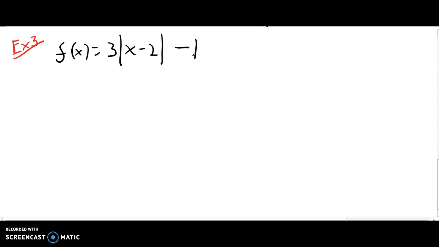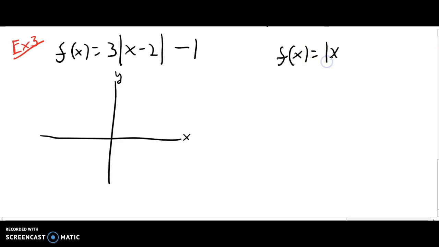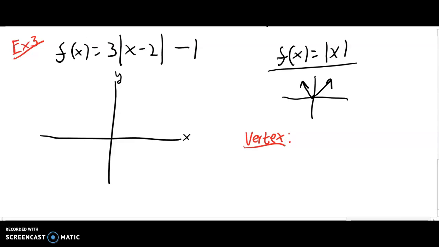Okay, let's start with our graph here. We have our x-axis, our y-axis. Okay, so we're going to remind ourselves what absolute value looks like. It is just an upward V shape. Okay, so first thing we're going to want here is our vertex. It's going to come from here. We're going to set this equal to 0.